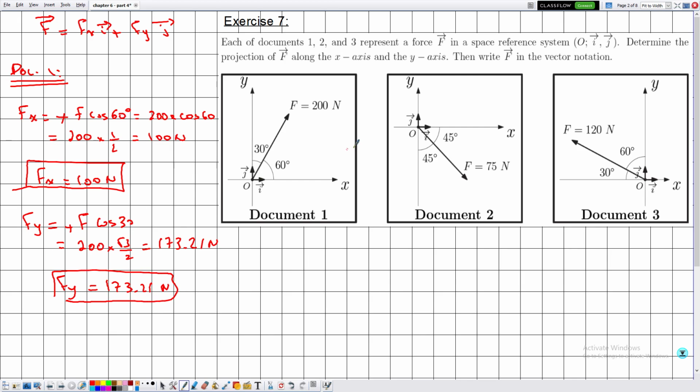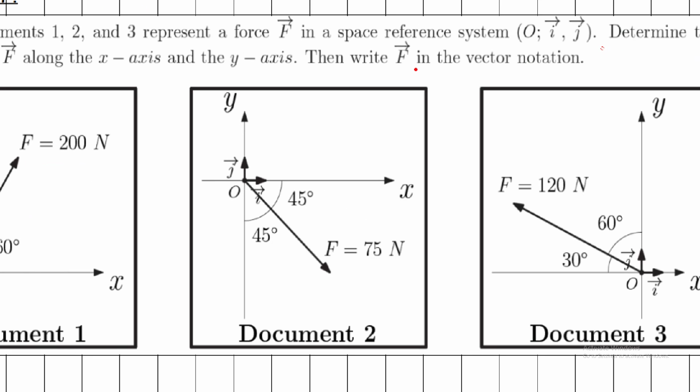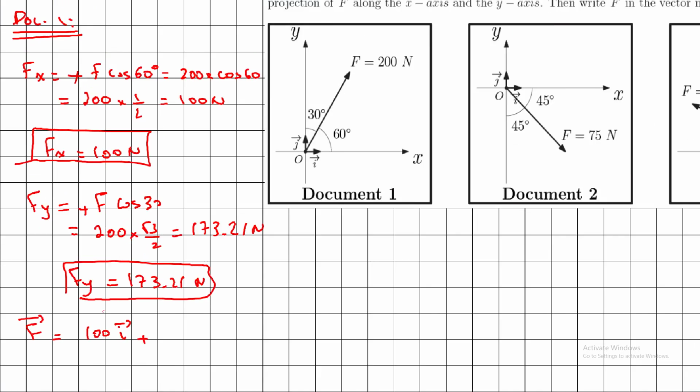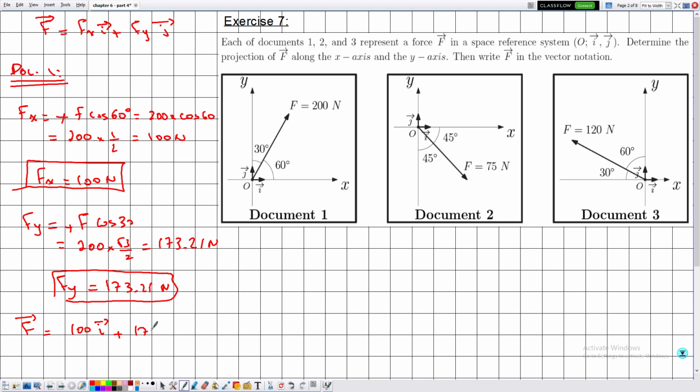Now after we have determined the x and the y components of the force F, we need to write F in the vector notation. Then F in the vector notation is the x component, which is 100, multiplied by the unit vector i, plus the y component, which is 173.21, multiplied by the j vector. Okay, so this is the vector notation of the vector F.